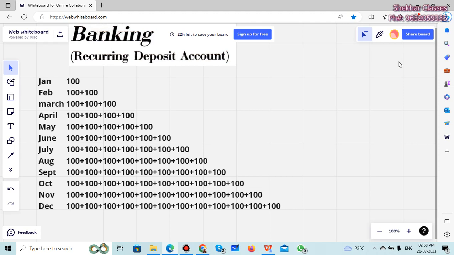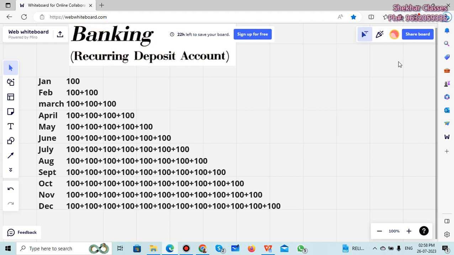In fact, this chapter of banking, we will be studying about a recurring deposit account. So before we start, let me give you an idea about how banking works and the kinds of account that we have with them. They're different kinds. One of those is a recurring deposit account.